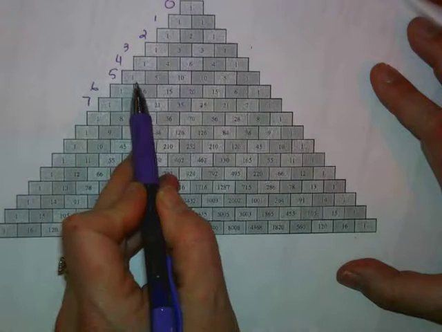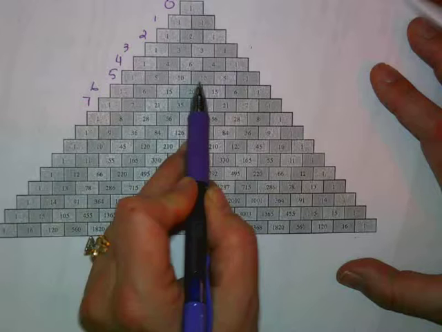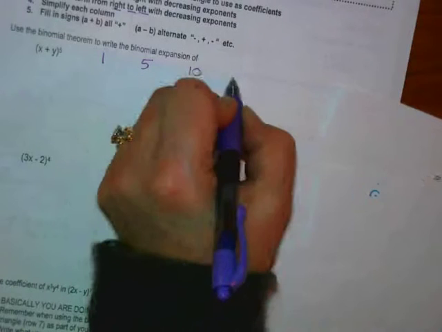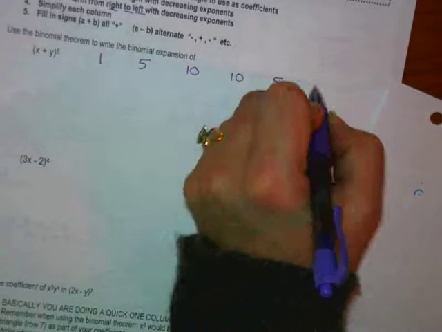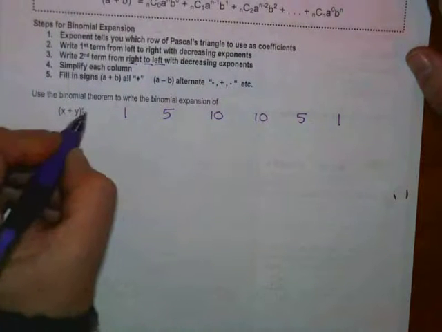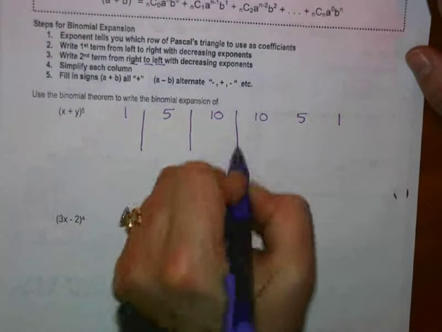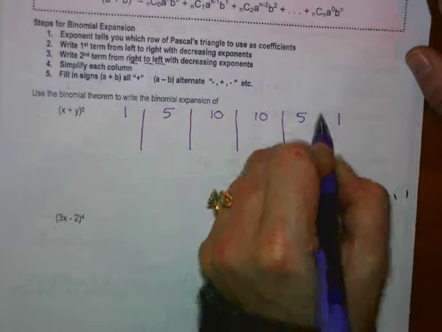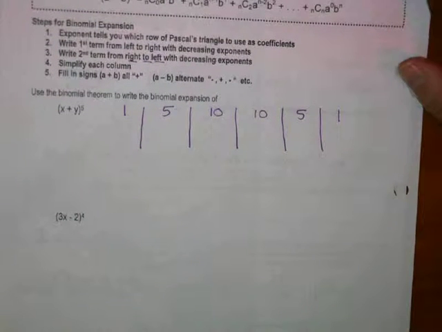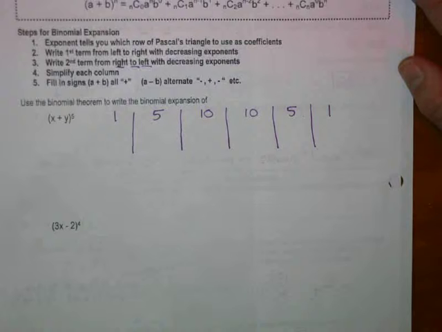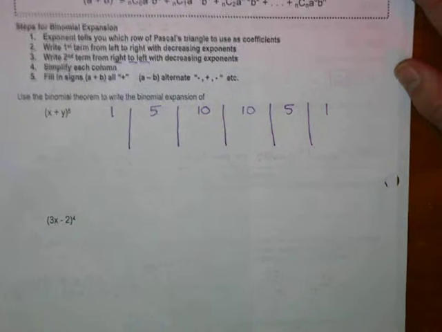and you're going to write these numbers down. 1, 5, 10, 10, 5, and 1. But you're going to write a space between them. Okay, this is row 5. That's how I got that. Then I'm going to draw little columns. Don't make your lines too long, though. Just to help keep me organized.